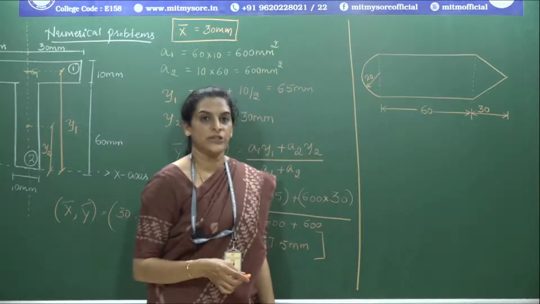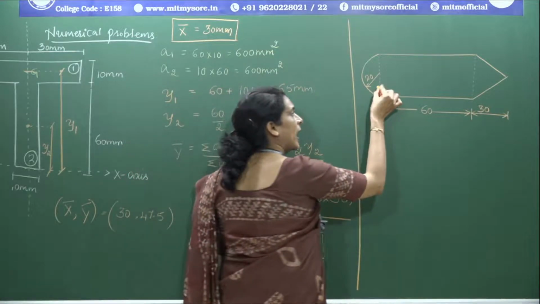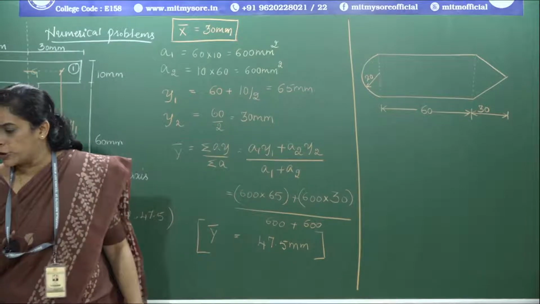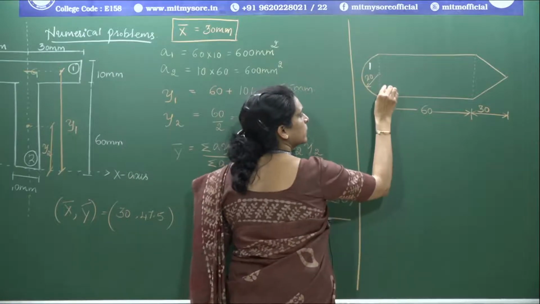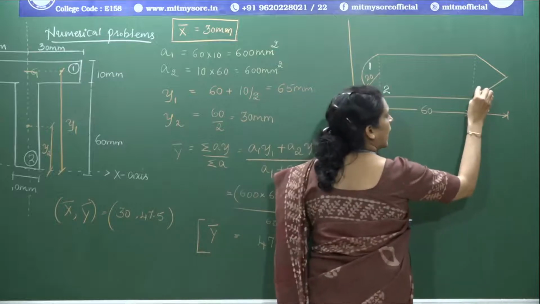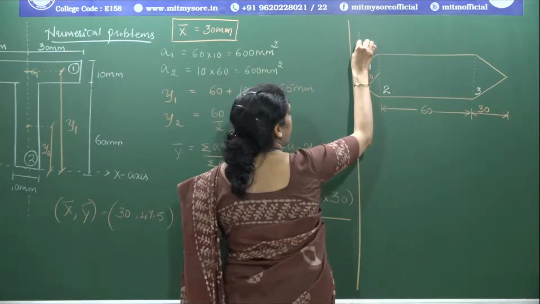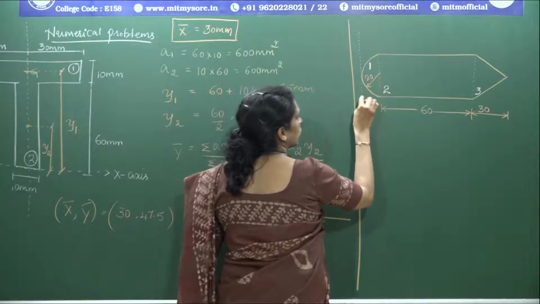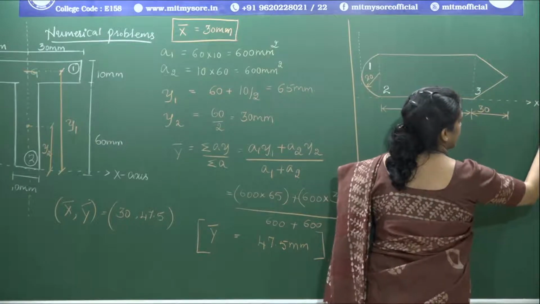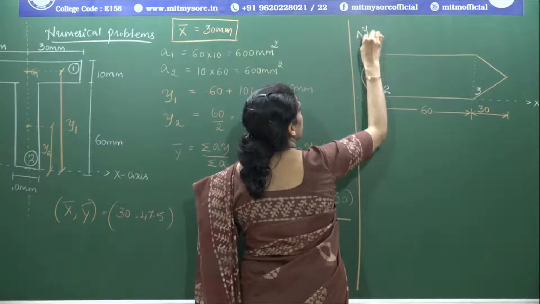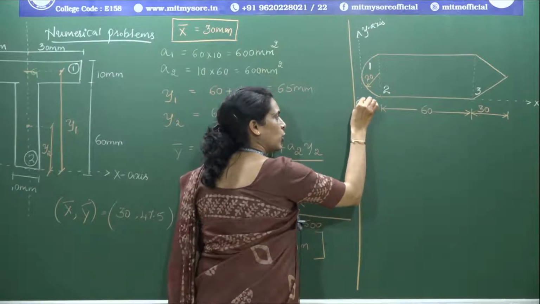So now we can just see here we have a composite section wherein we have three individual geometric figures, that is one semicircle, two rectangle and three triangle. So now our first step is to mark the coordinate axis. It is x axis. Here would be the y axis. The reference center is O.